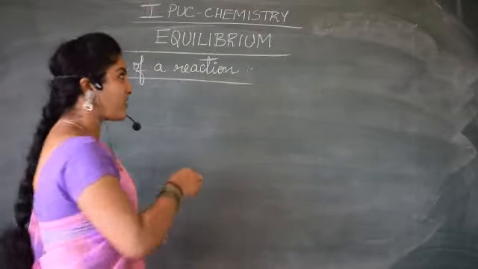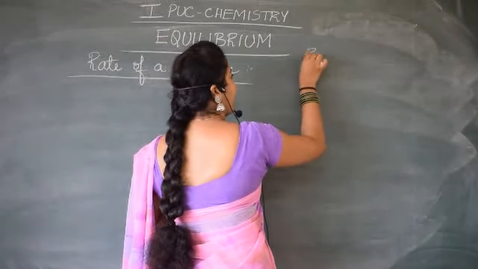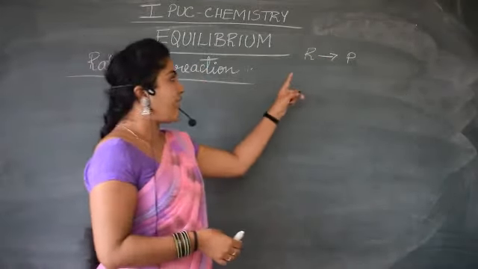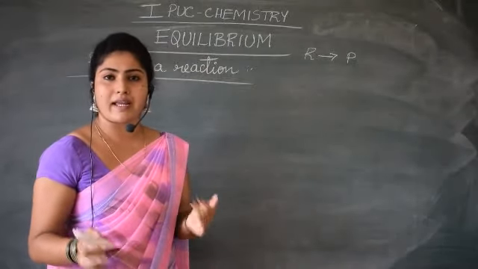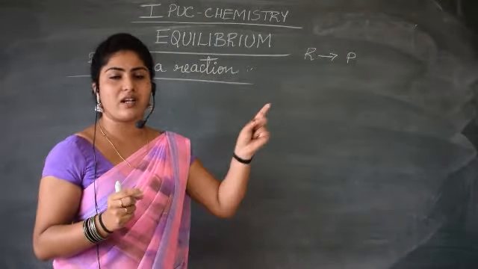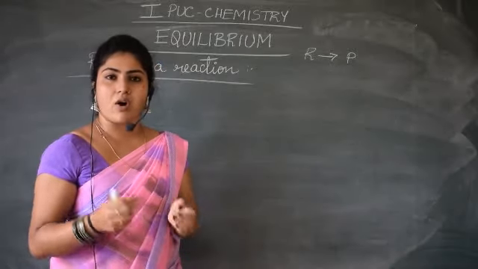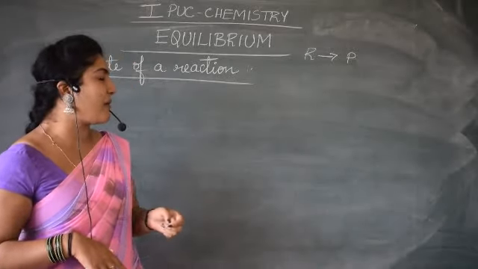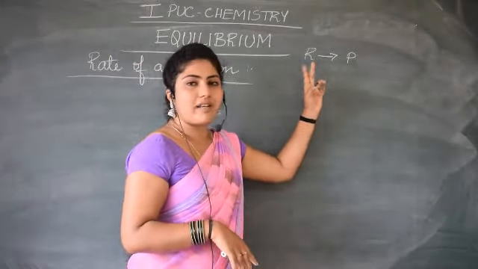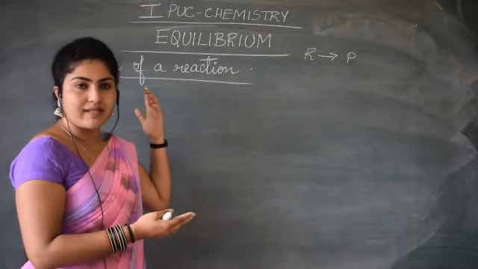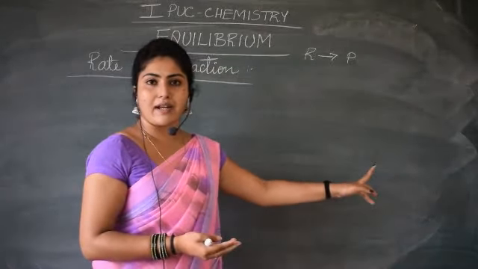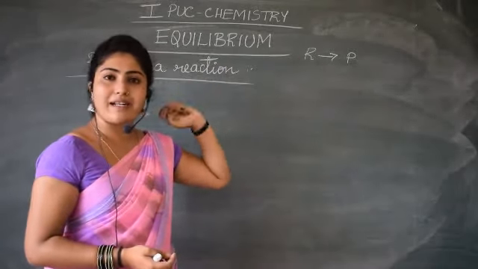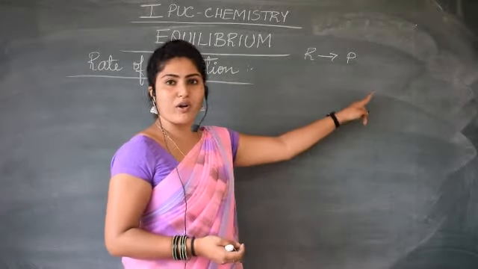Consider a general reaction, for example, a reactant forming product. You can take an example that hydrogen and oxygen combine to form water, or carbon plus oxygen combines to form carbon dioxide, which is probably your favorite example. There, reactants we write on the left hand side and products we write on the right hand side of the arrow mark.